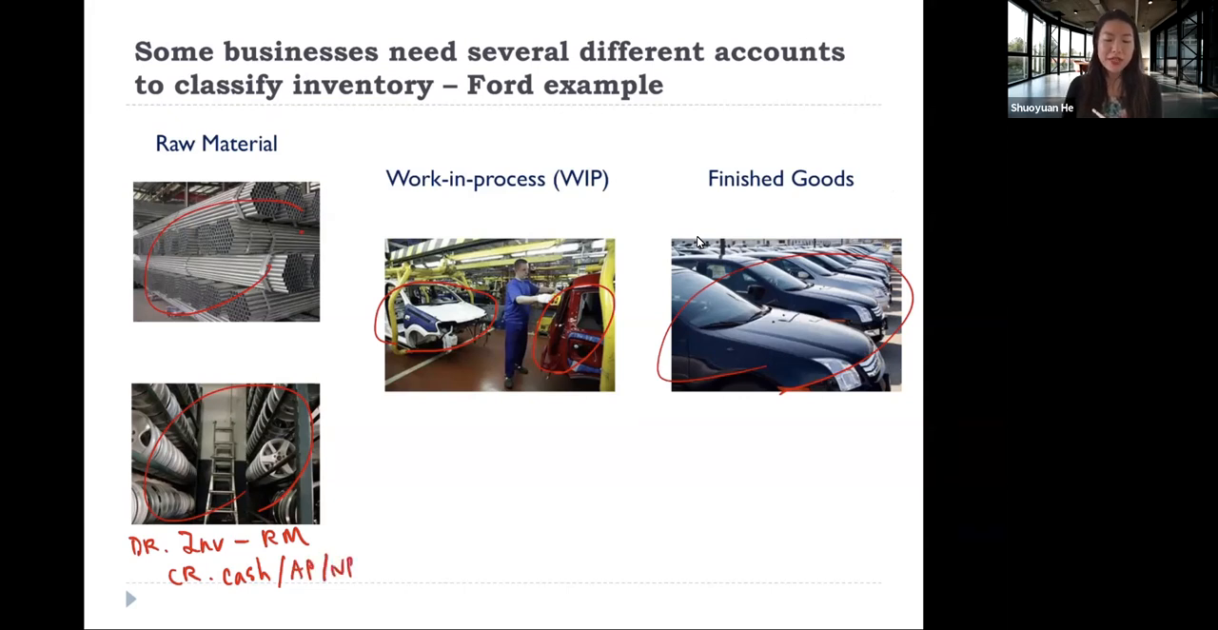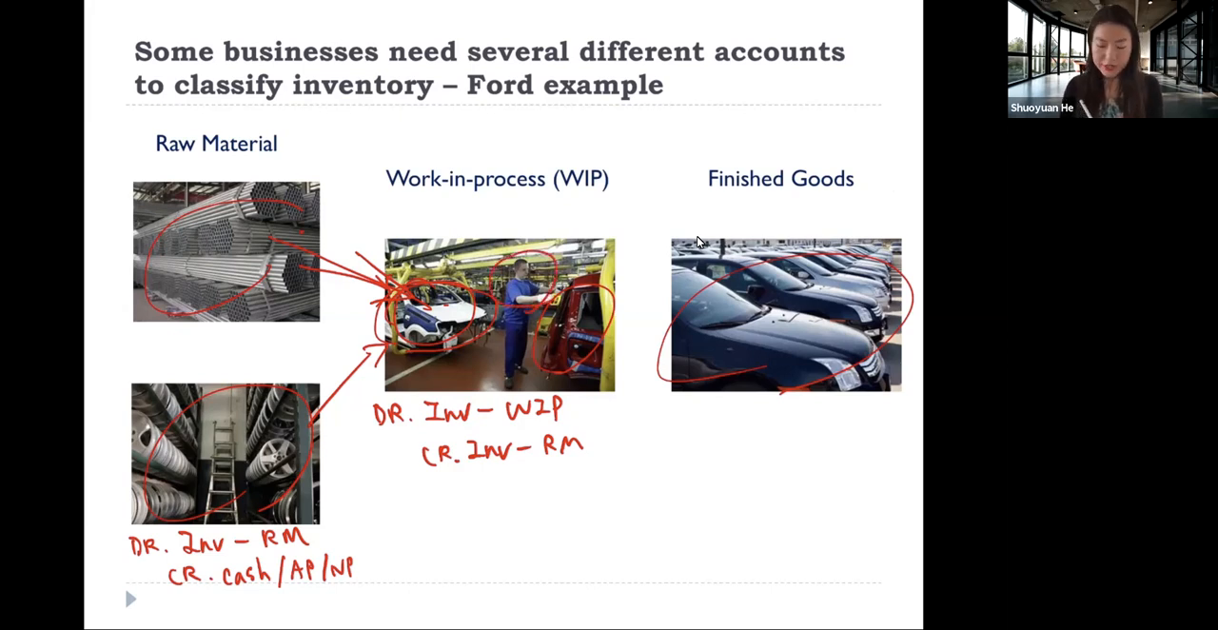So once the firm is using those raw materials to put into cars, what is the firm's journal entry? Yeah, so to debit inventory working process and to credit inventory raw material. So as you can see here, those raw materials are going into those cars. And also there's a worker who's working on the car.